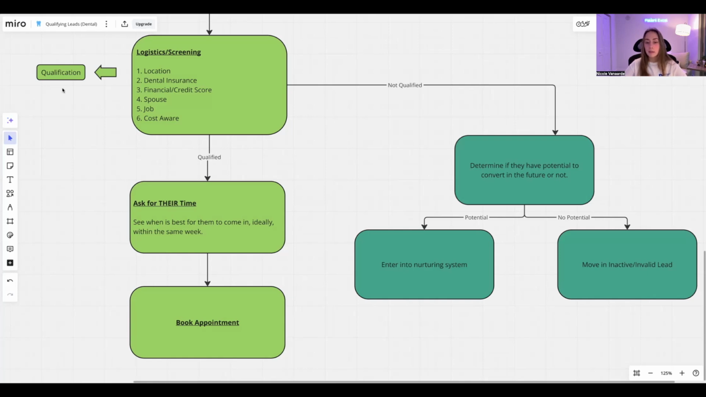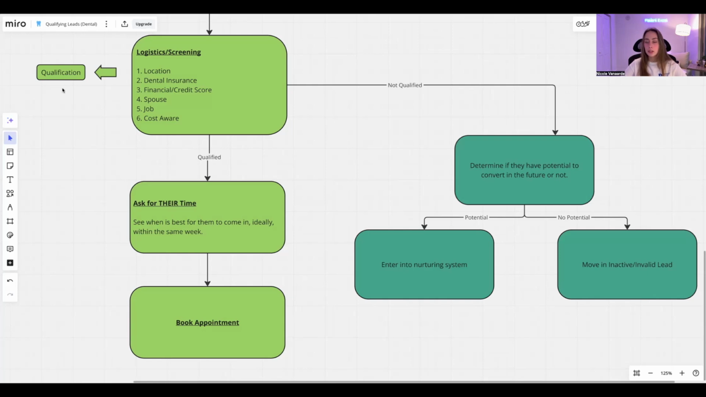Obviously, if they're looking to get something like a full arch solution, this is a really big decision and commitment, and a lot of times they will want to go over this with their spouse. So by having them there at the appointment, this can help avoid the delay of needing to go back home and going to talk to somebody.